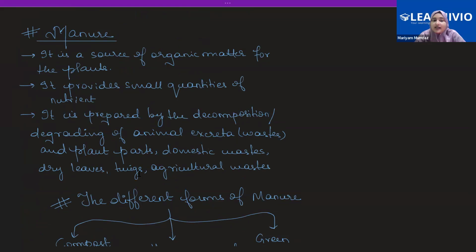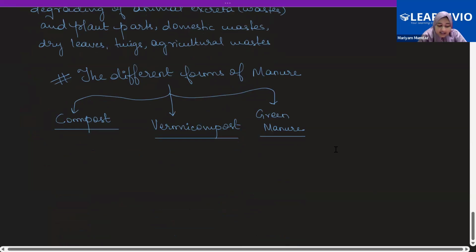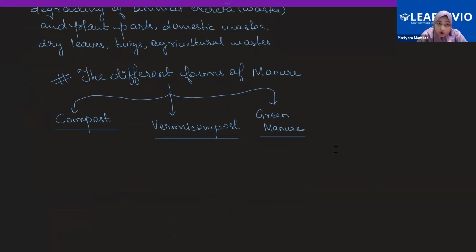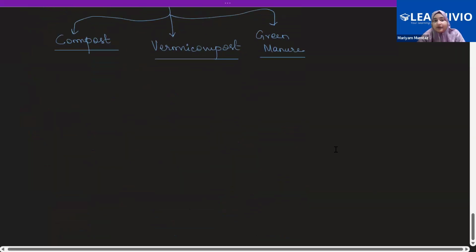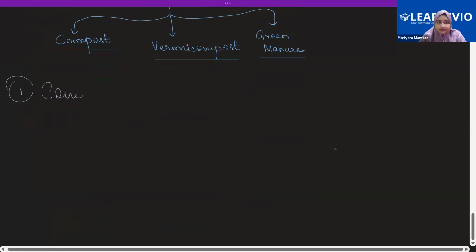And how is it prepared? It is prepared by the degradation or decomposition of animal excreta, plant parts, domestic waste and agricultural waste, and it gets converted into manure. Now we have seen that there are different forms of manure. So compost, vermicompost and green manure are the three different forms of manure. Today we're going to first discuss compost.